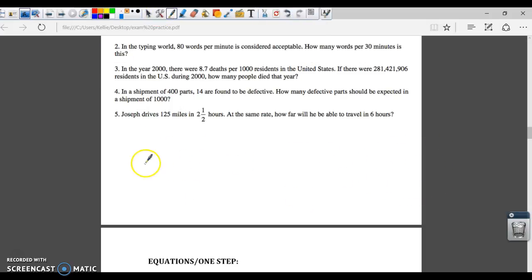And last one with a proportion. You know how to throw one with a fraction here. And again, don't freak out because this review is actually harder than the problems you'll be receiving on the test. Joseph drives 120 miles in 2.5 hours. At the same rate, how far will he be able to drive in 6 hours? So, we have miles and then by the hour.